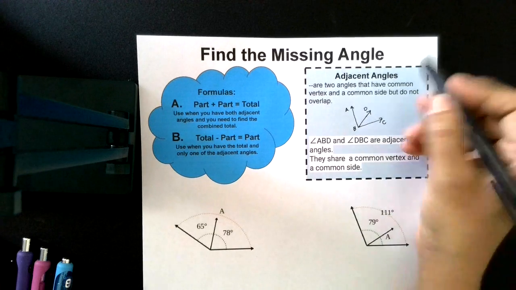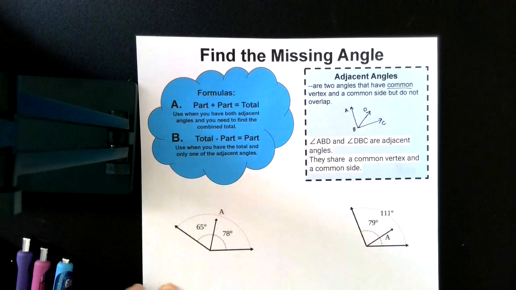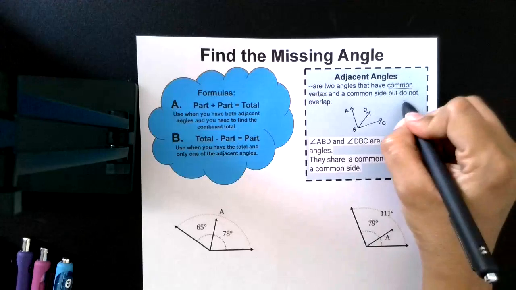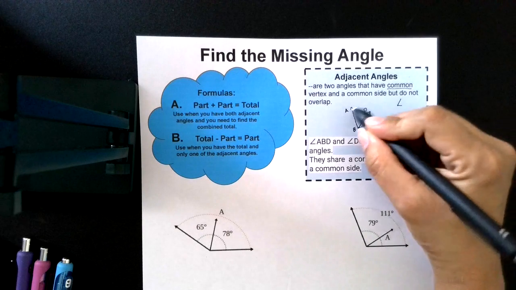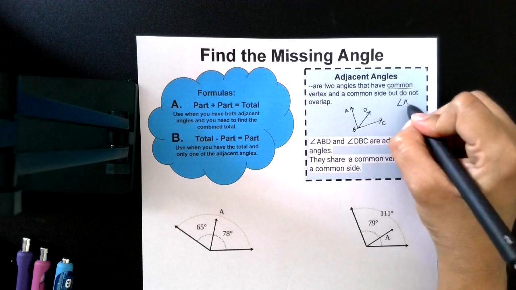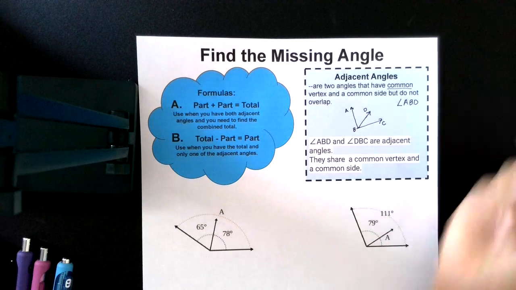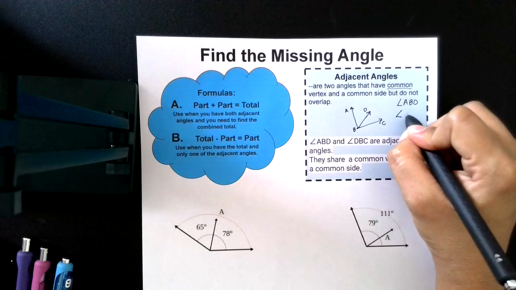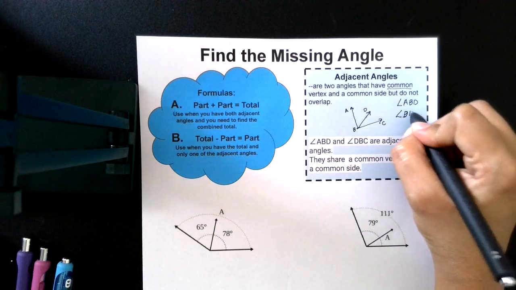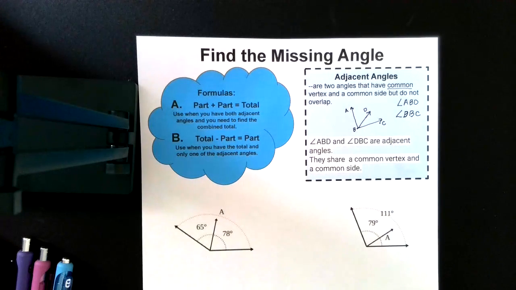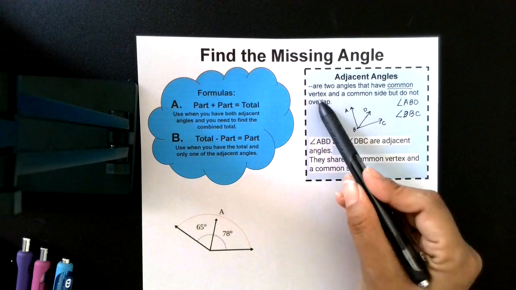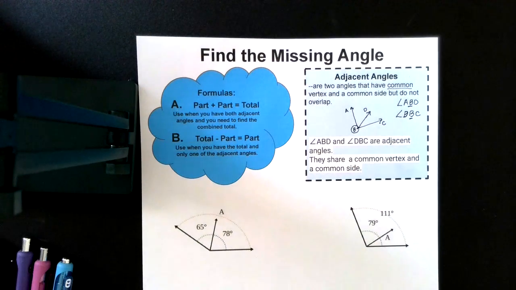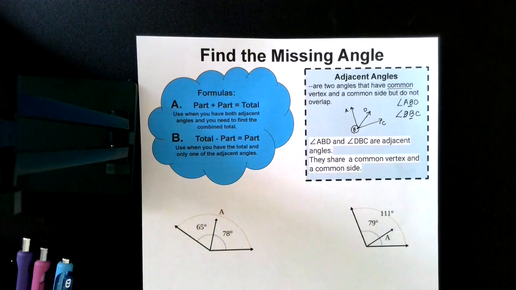Common, as we already know, means they have something in common. It means it's the same. So for both of these angles, we have angle ABD, and we also have angle DBC. Okay, so what do they have in common? Well, the vertex right here. Both of these angles have point B as their vertex.